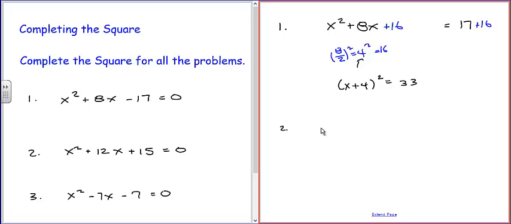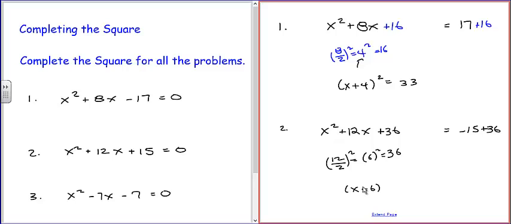Okay, next one, x squared plus 12x. Move the other stuff to the other side, negative 15. So you got 12 divided by 2 squared. That's 6 squared, 36. So we're going to add 36. Add 36. So we get x plus 6, quantity squared is equal to 21.